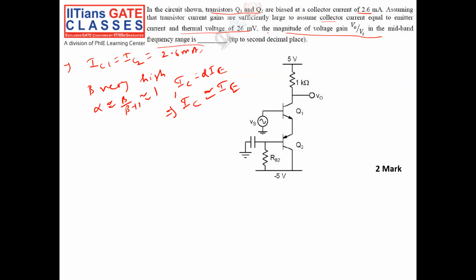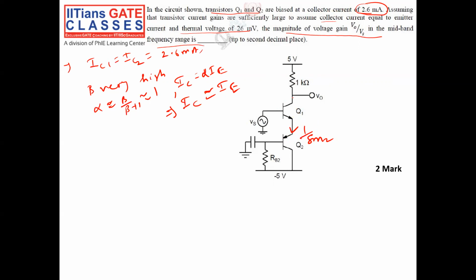The thing is, since IC is given, it means a DC bias condition is already given. DC bias is 2.6 milliampere. And you see, the resistance looking into the transistor Q2 is 1 by gm2. So whenever we look into the emitter, the resistance is 1 by gm2.